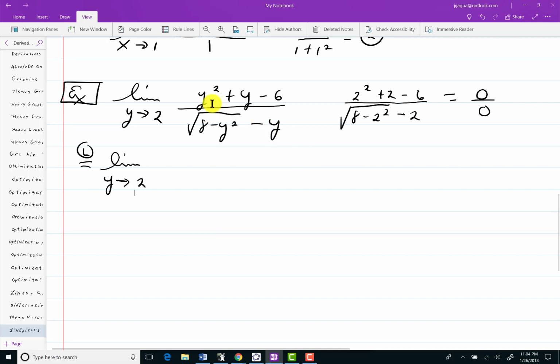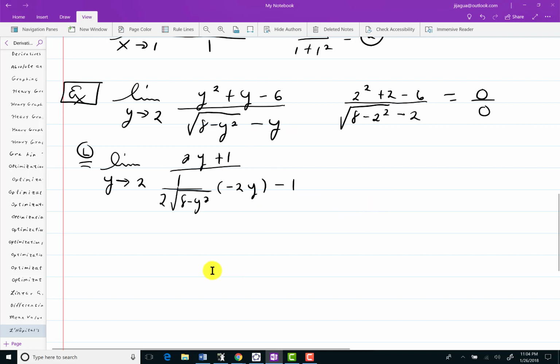All right, the derivative of the numerator is 2y plus 1. The derivative of the denominator, well, the derivative of square root is 1 over 2 times the square root of 8 minus y squared. But then you have to apply the chain rule and take the derivative of what's inside. That'll be negative 2y. And down here you'll get minus 1.